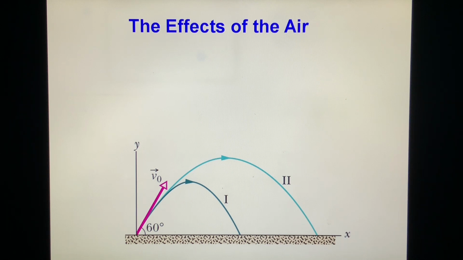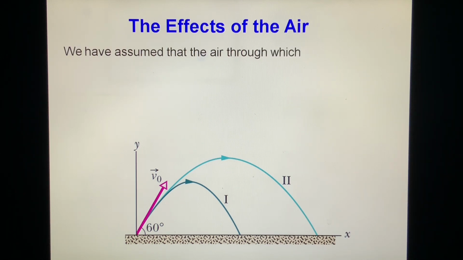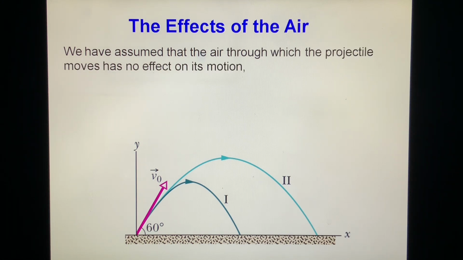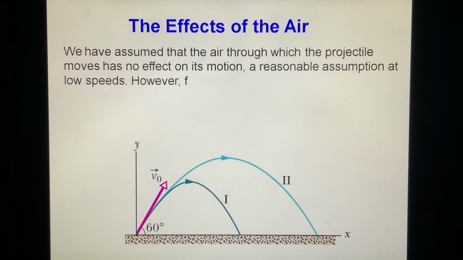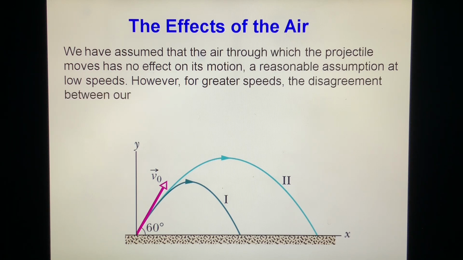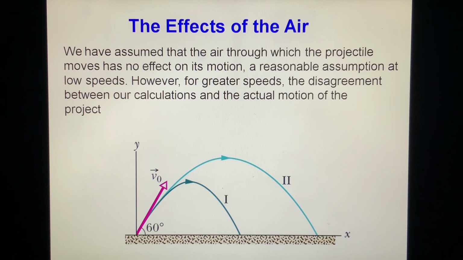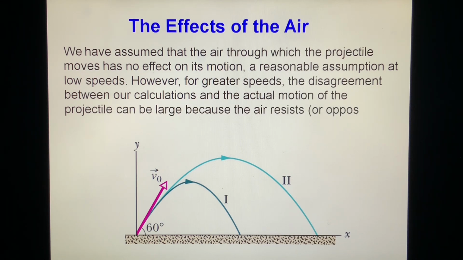The effect of the air. We have assumed that the air through which the projectile moves has no effect on its motion, a reasonable assumption at low speeds. However, for greater speed, the disagreement between our calculation and the actual motion of the projectile can be large because the air resists or opposes the motion.